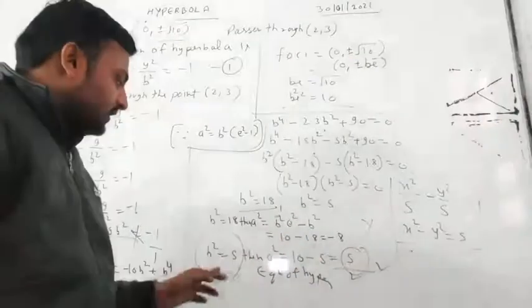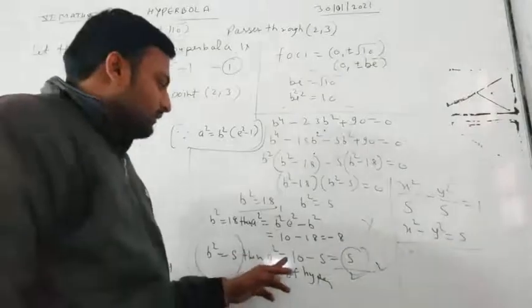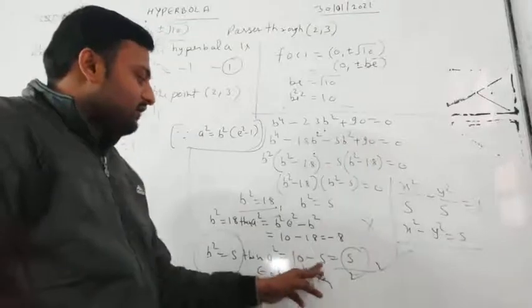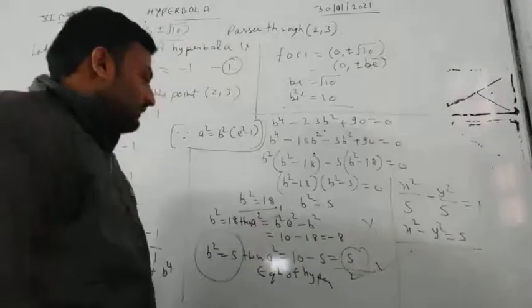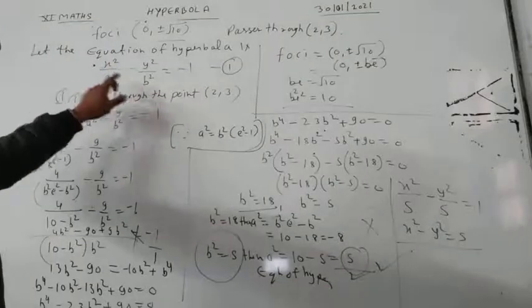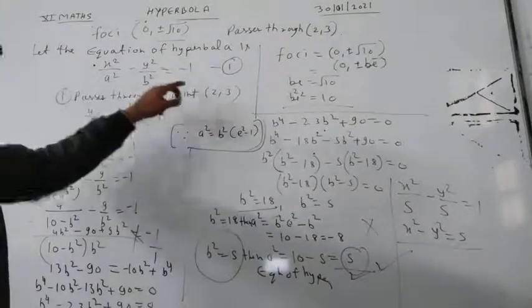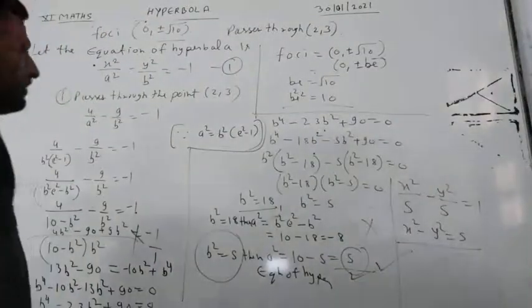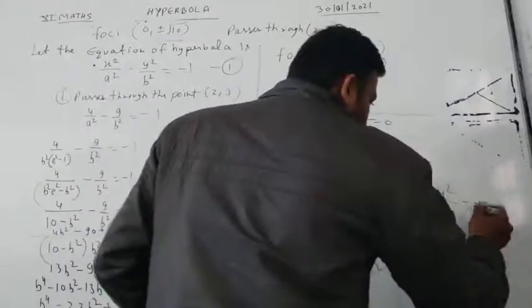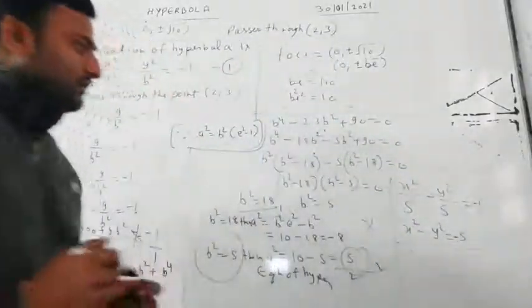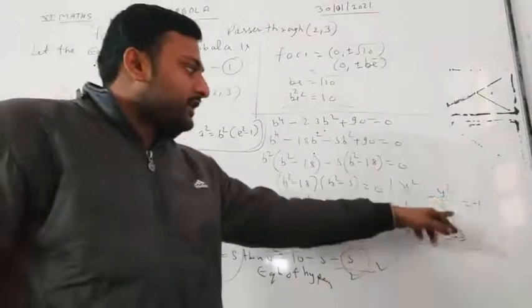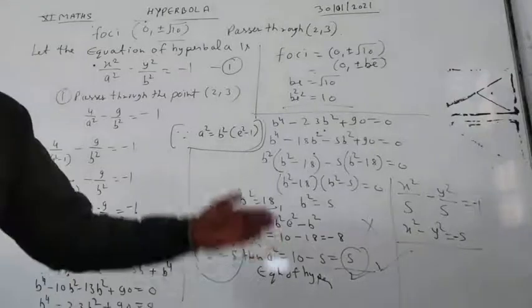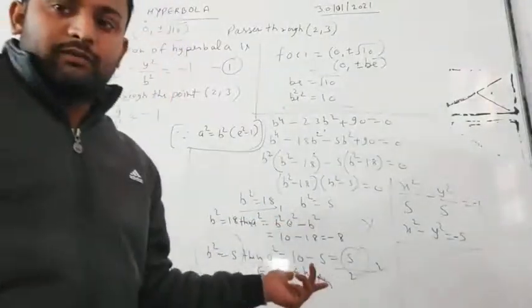Now when we take b² as 5, students, then a² is b²e² − b², so we write 10 − 5, which is equal to 5. Now when we put this, we are getting 5 here and 5 here, and this is equal to −1, students. So our equation of the hyperbola, students, will be x²/5 − y²/5 = −1, and this is the required equation of the hyperbola.